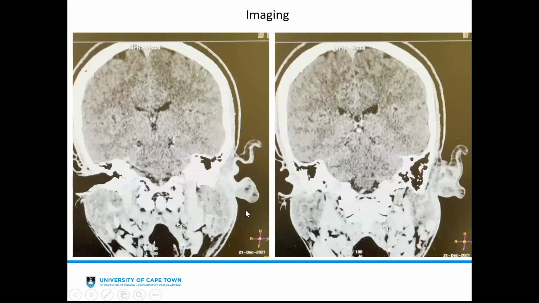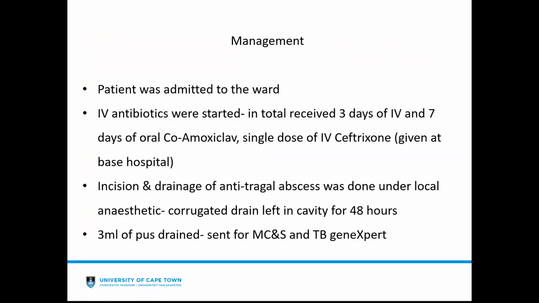Looking at the coronal views, I want to mention here, once again, there is a lot of soft tissue swelling, but to note that the underlying cartilage is normal, hence the diagnosis of auricular perichondritis.